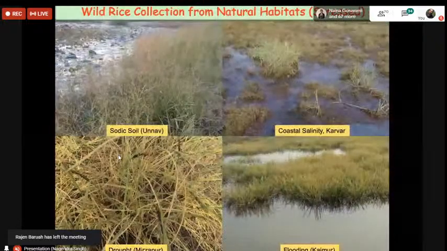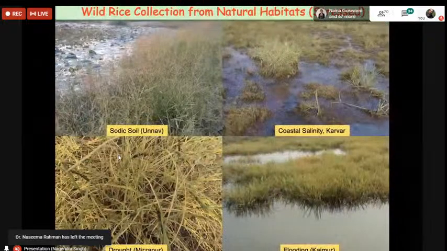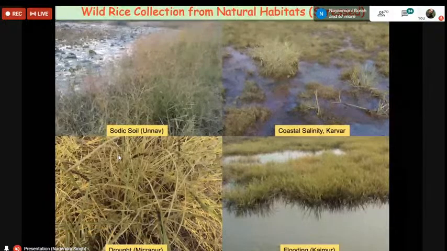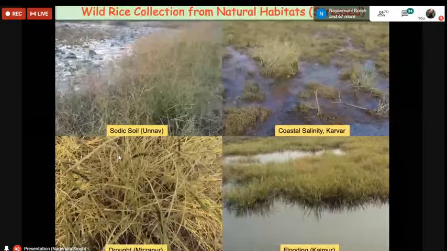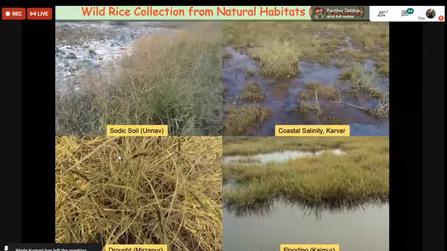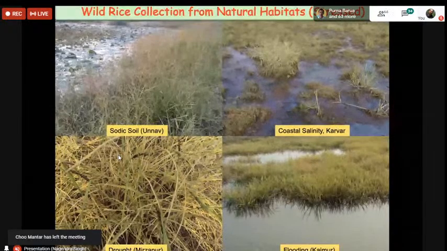Now the third kind of habitat I am telling you, it is very well adapted to different kinds of stress situations. Like see in the Nau district here, which is very sodic land, and it is growing there. Then there is coastal salinity in Karwar in Karnataka. The sea water comes in and this is thriving here. This is the wild rice.